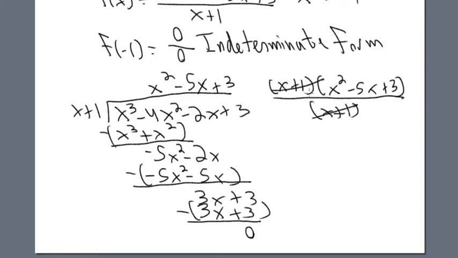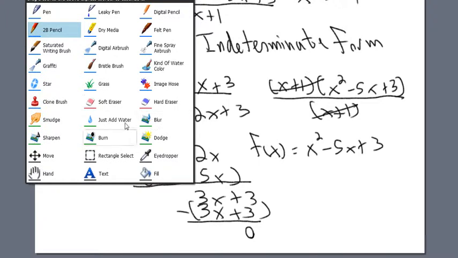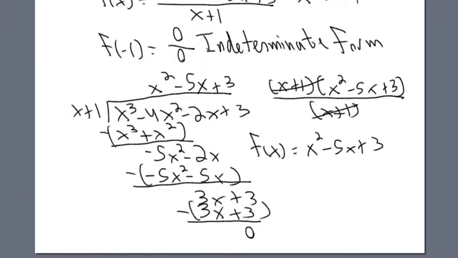The x plus 1's cancel. Our newly defined function, f of x, is x squared minus 5x plus 3. And so we want to find the limit. I'm going to go ahead and make some room here so I can put some answers across the bottom.